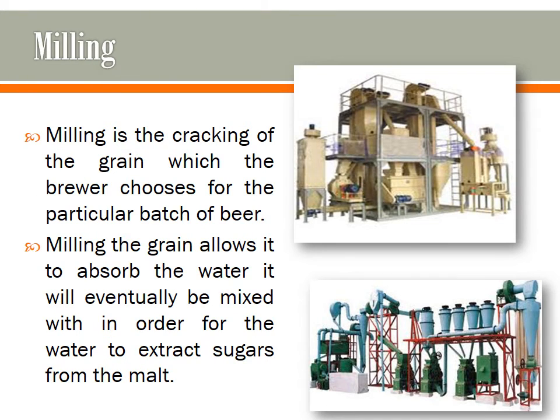Now, also in the milling process, the milling is the cracking of the grain, which the brewer chooses for the particular batch of beer. So depending on the grain that you want to use, it's the milling process. And then here the milling allows the grain to absorb all the water, which eventually it's going to mix in order for the water to extract all the sugars from the malt. As you can see in the picture, that is a process of milling.